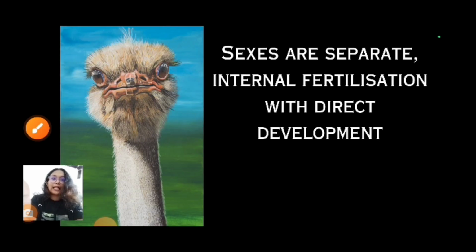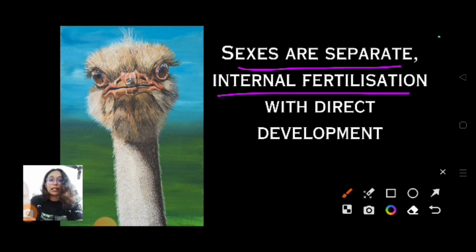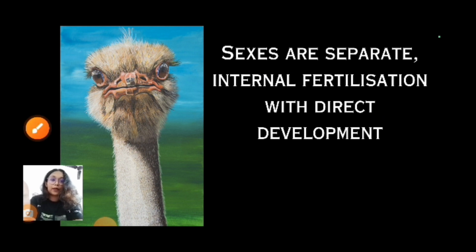Now moving on to the next slide. Here the sexes are separate. Male and female will be separate. We know that. And there is internal fertilization occurring. Male and female gametes fertilize inside only. With direct development, no intermediate stage, no indirect development, direct development only. Okay. Then moving on to the next slide.